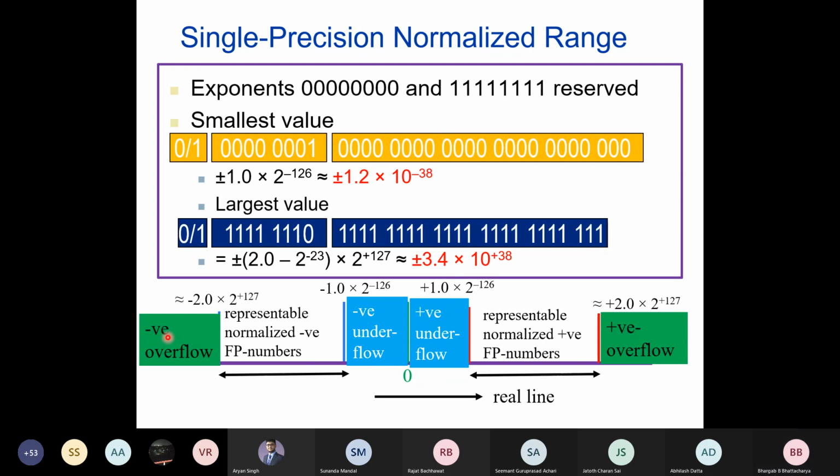Okay. So this is a very interesting observation, and this differentiates the representation of integers and floating points. In case of floating point, since we have the concept of exponents, this issue of underflow has arisen.